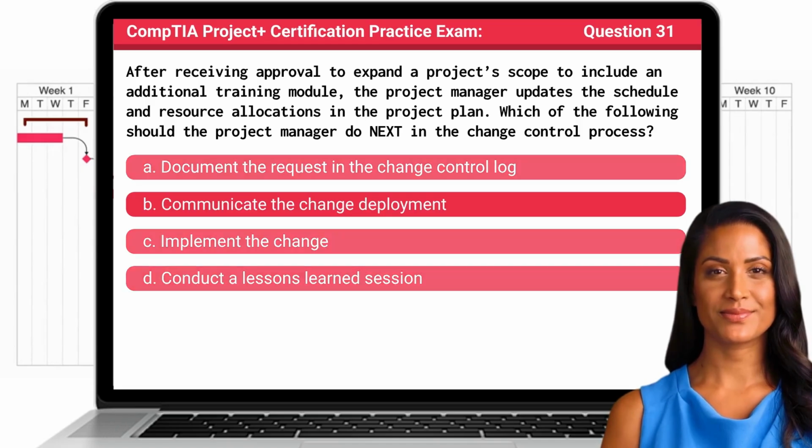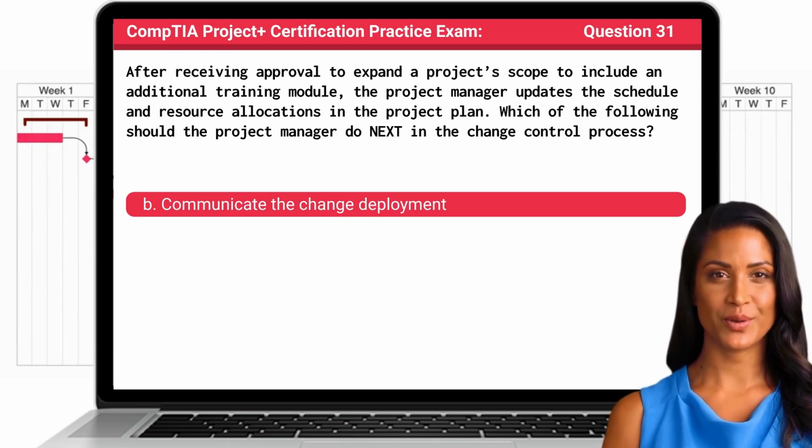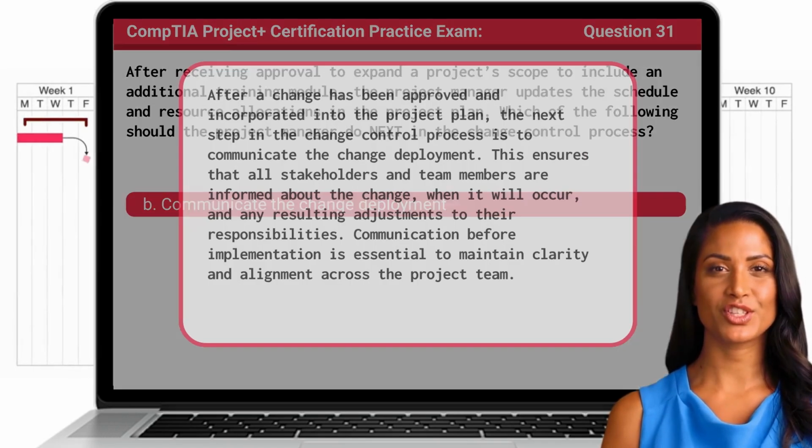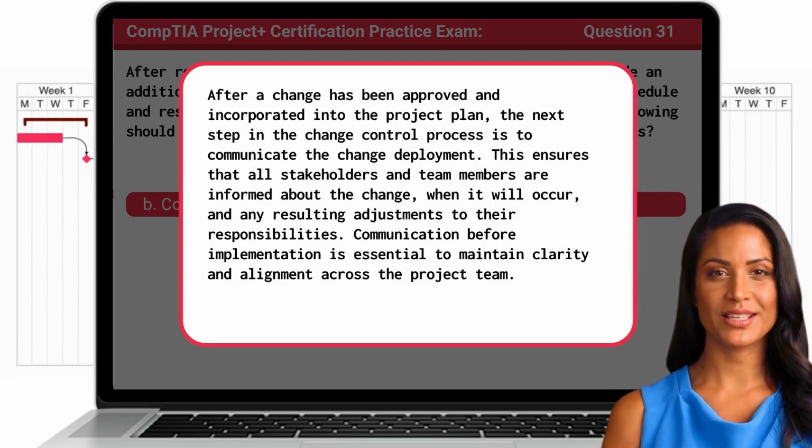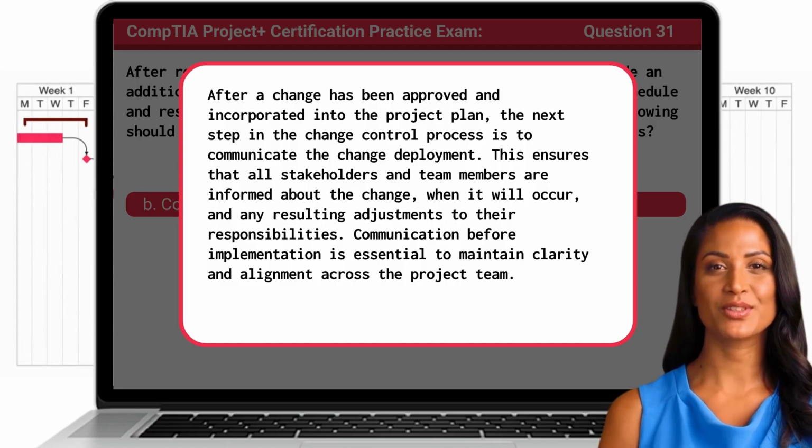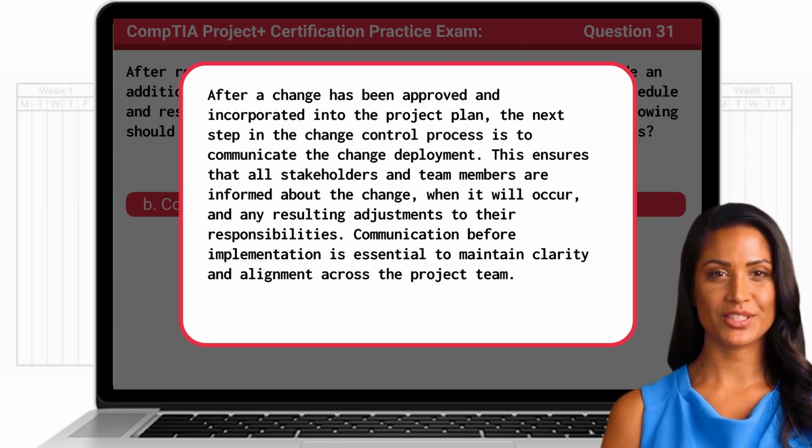The answer is B. Communicate the change deployment. After a change has been approved and incorporated into the project plan, the next step in the change control process is to communicate the change deployment. This ensures that all stakeholders and team members are informed about the change, when it will occur, and any resulting adjustments to their responsibilities. Communication before implementation is essential to maintain clarity and alignment across the project team.